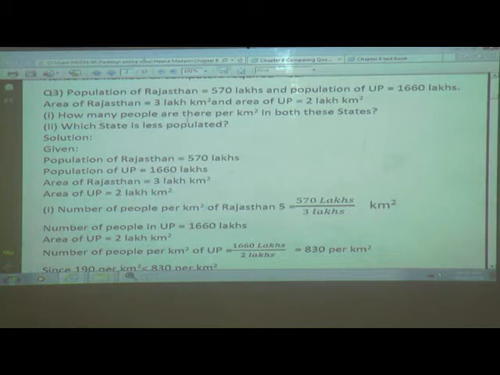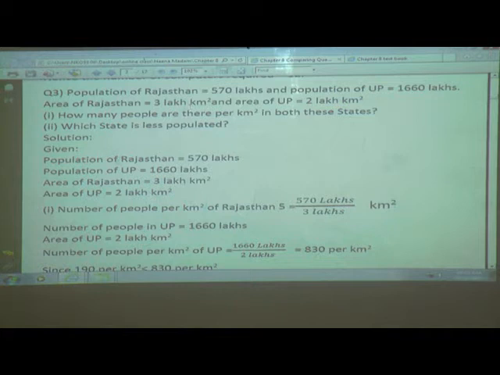Here are some questions. How many people are there per kilometer square in both these states? We already learned this when we had the introduction of this chapter: per kilometer square when it is an area. Which state is less populated? By calculating the population density of the states, we can say which is less populated. Here we have to compare the population with the area of both the states.